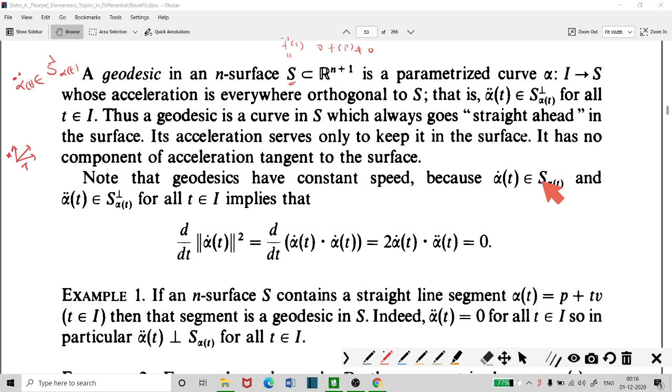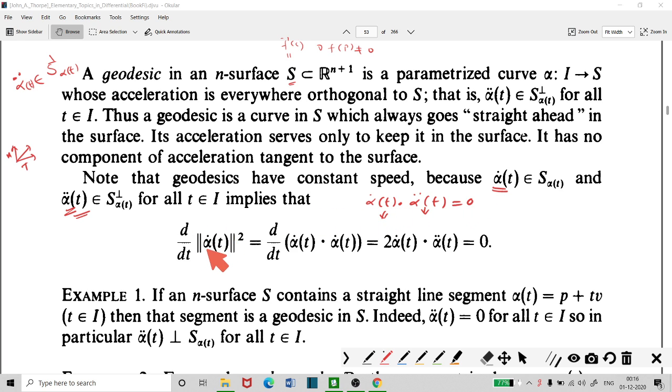We know that alpha dot t belongs to the tangent space S alpha of t. If you consider any alpha t, then alpha double dot belongs to the perpendicular of S alpha t, and alpha dot is always a tangent vector. So the dot product of these two will be 0. The consequence is that alpha dot t dot alpha double dot t is always 0, because since alpha is a geodesic, alpha double dot is in the direction of the normal, perpendicular to the tangent space, and alpha dot is a vector in the tangent space.